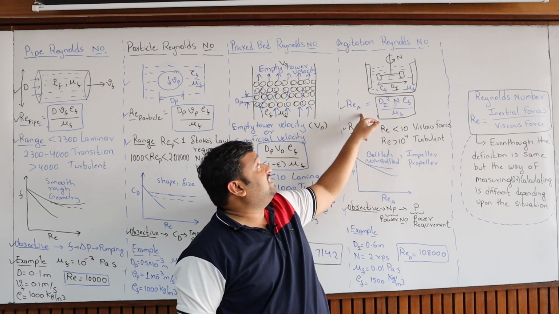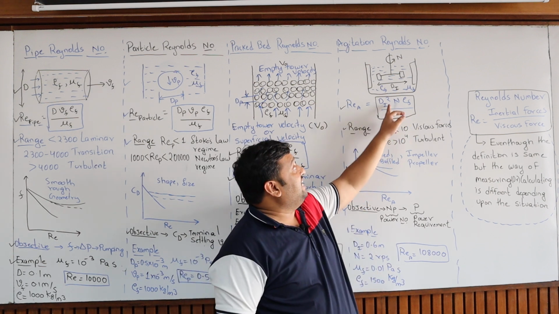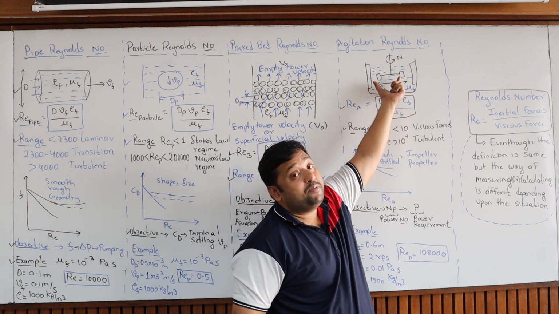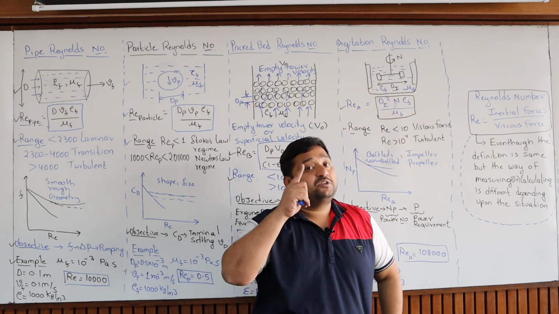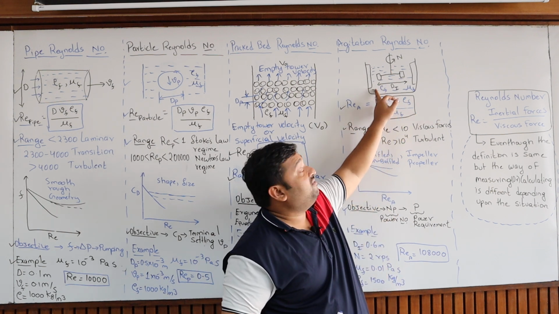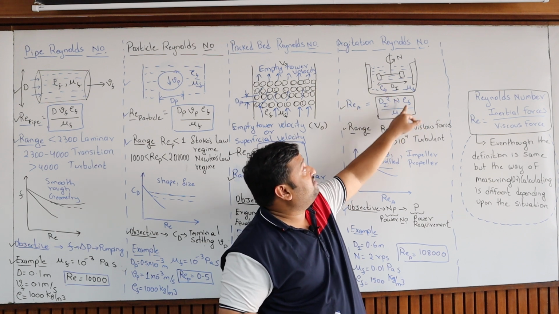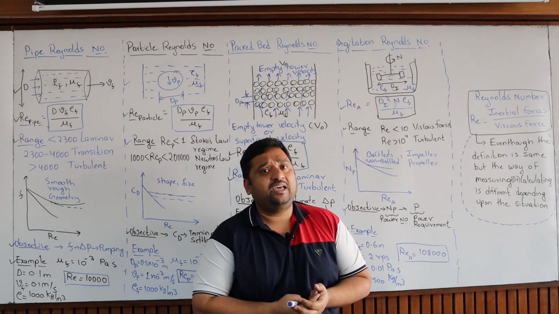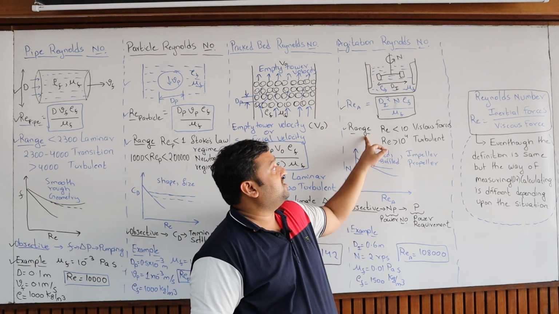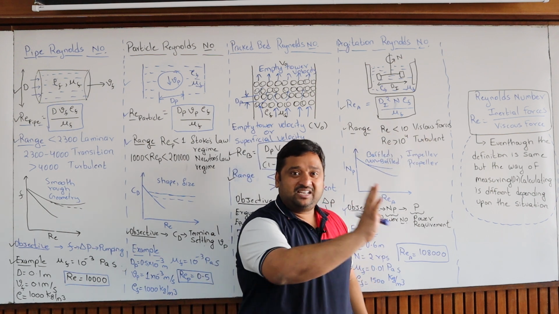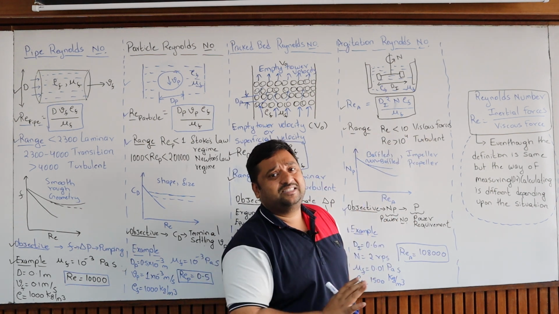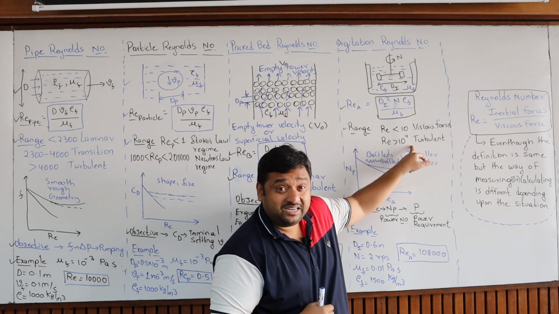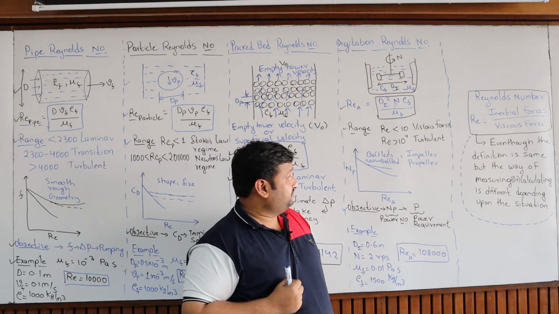In such cases, the agitation Reynolds number is di square into n into rho f by mu f. Here di is the diameter of the impeller, n is rotations per second, rho f is the density of the fluid inside the agitator, and mu f is the viscosity of the fluid. Once you know everything together, you can estimate the agitator Reynolds number. If the Reynolds number is less than 10, it is viscous flow, typically laminar flow inside the agitator, where viscous flow dominates the system. When the Reynolds number is greater than 10 to the power 4, it becomes turbulent flow.